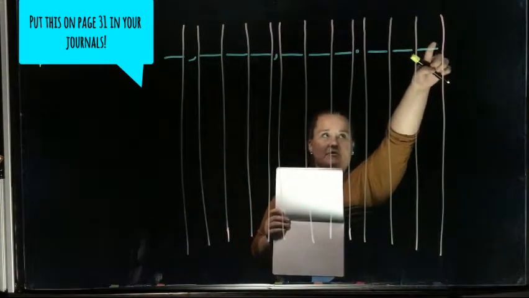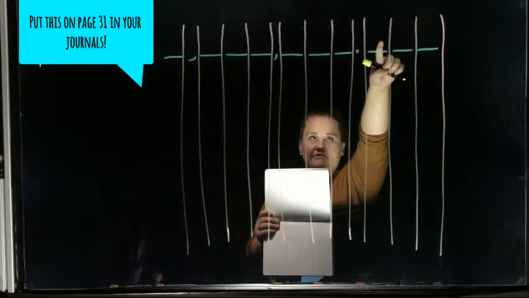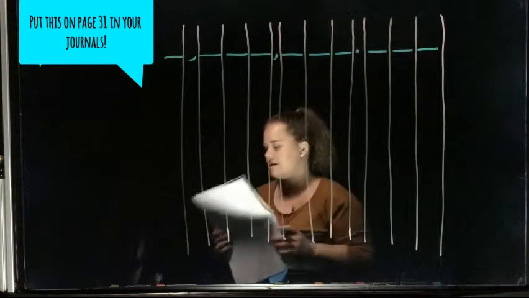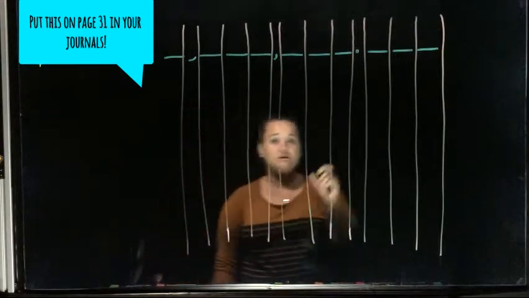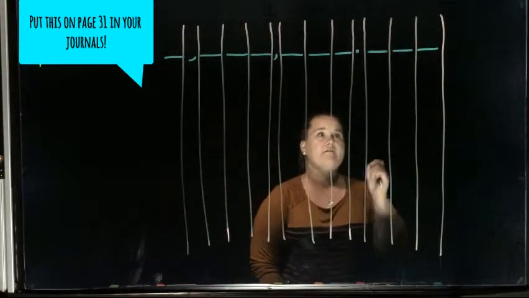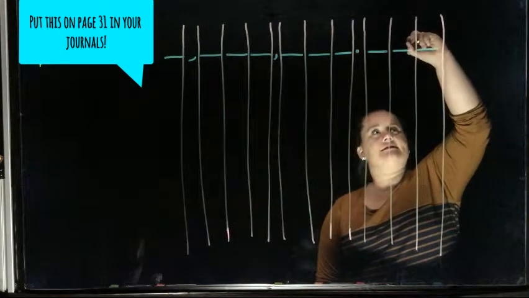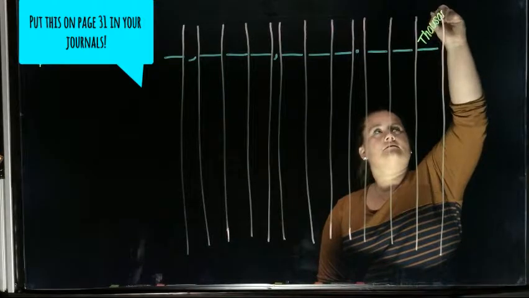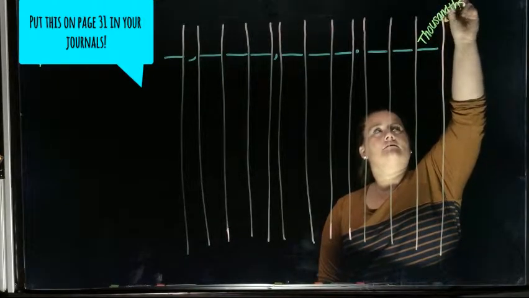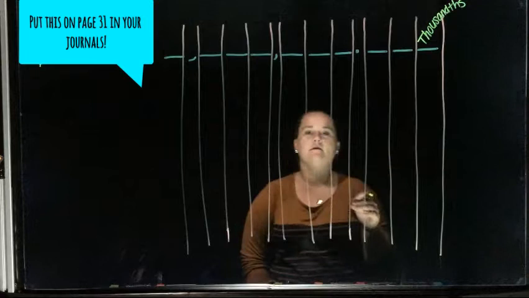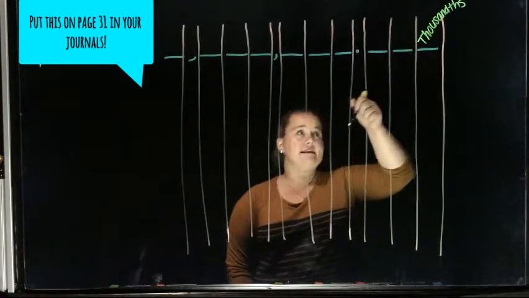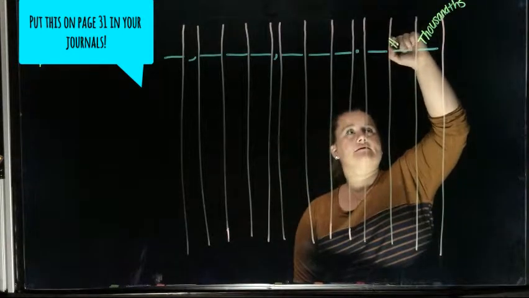So you're going to go 1, 2, 3 lines over. On the next one, put your decimal. I'll walk you through that now. Starting on that first line, you have your thousandths place. Thousandths place. Okay, your next one, that is your hundredths place.